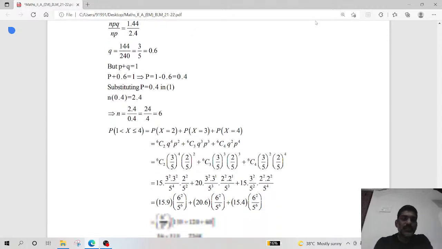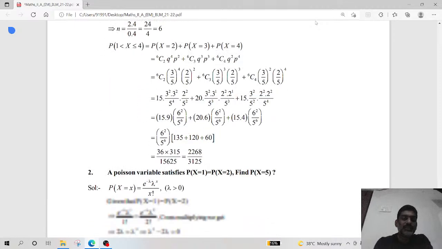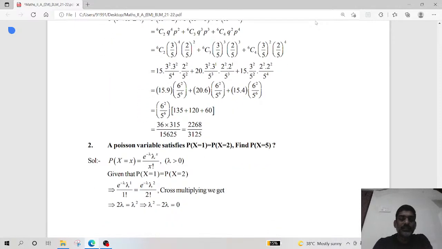Then if we substitute the p value and q value and simplify, we get 2268 divided by 3125. Direct formulas, direct formulas. In this chapter, almost all the problems are related to formulas or direct formulas.